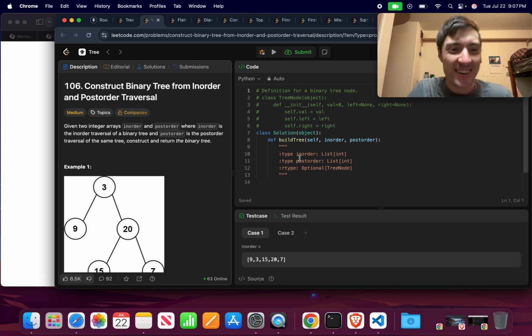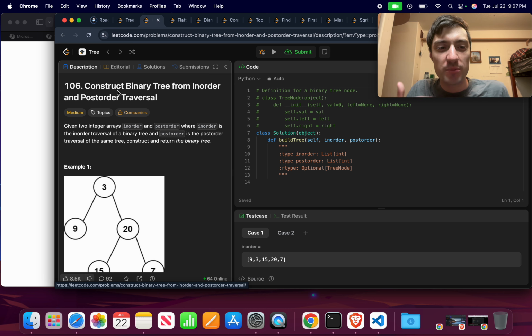All right. Ready? Number 106. Construct binary tree from Inorder and Postorder traversal. So, thinking through it, okay, what is Inorder? That is, we go to the left, then process, then right. So it's in the middle, right? Then, Postorder is we go left, then we go right, and then we process.